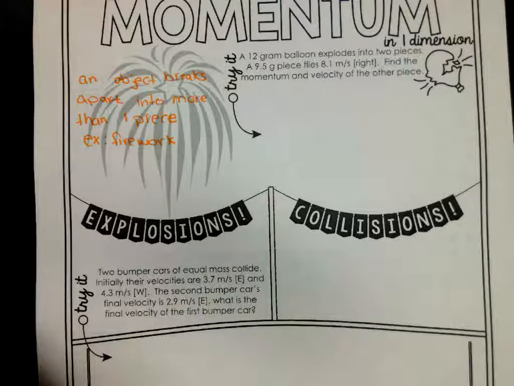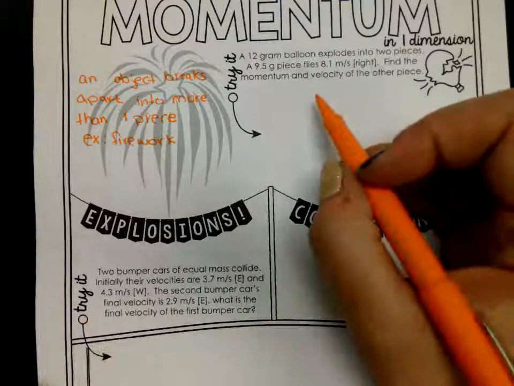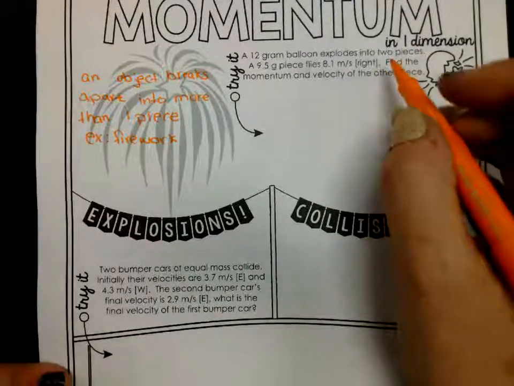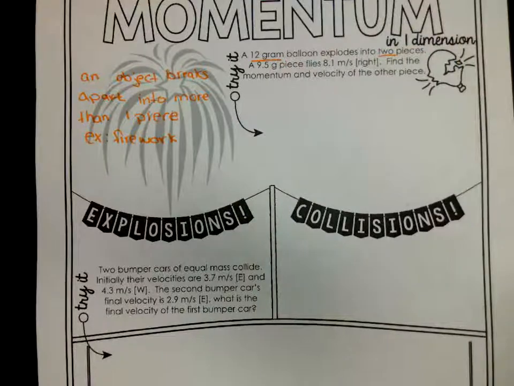So we have a firework, we have one object, it explodes, all of that momentum has to be contained in all of the pieces. So the momentum of all of those final pieces added together is going to equal the initial momentum. So let's apply that to a problem really quick. It says a 12-gram balloon explodes into two pieces. So we have two pieces and we started with 12 grams.